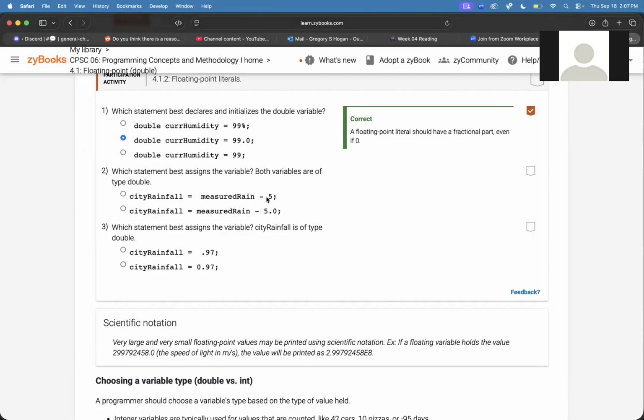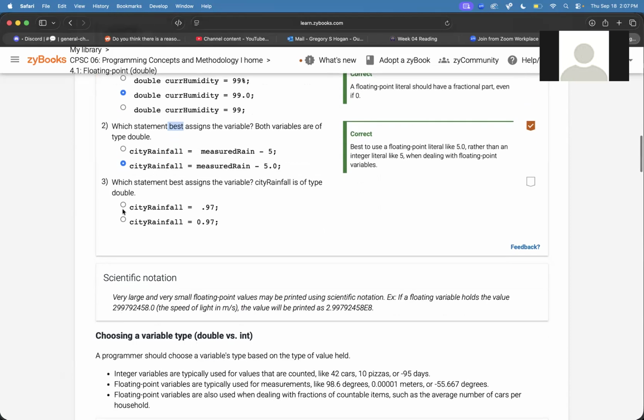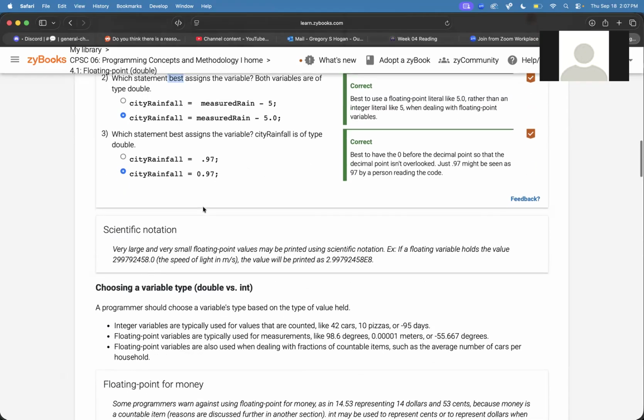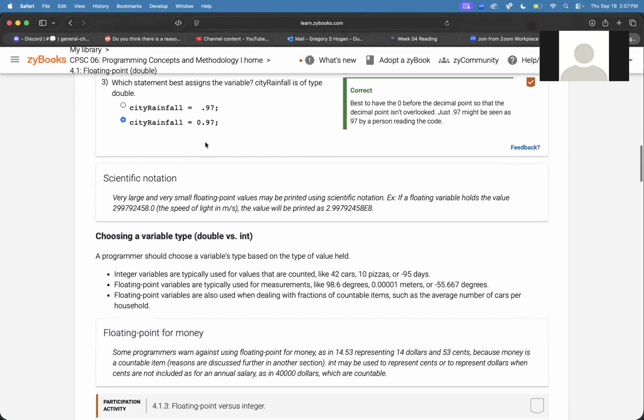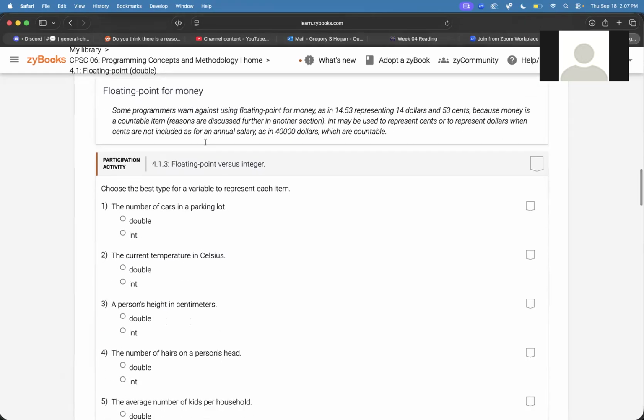Same thing on number 2. It's bad to put the -5 like this. It's good to put the -5.0 like this. Now, it says best because technically both of them would work, but the second one is better. Same thing on number 3. Technically, both of these work, but the second one is better. It's a bad idea to leave off the 0 there, mostly just because it confuses people.